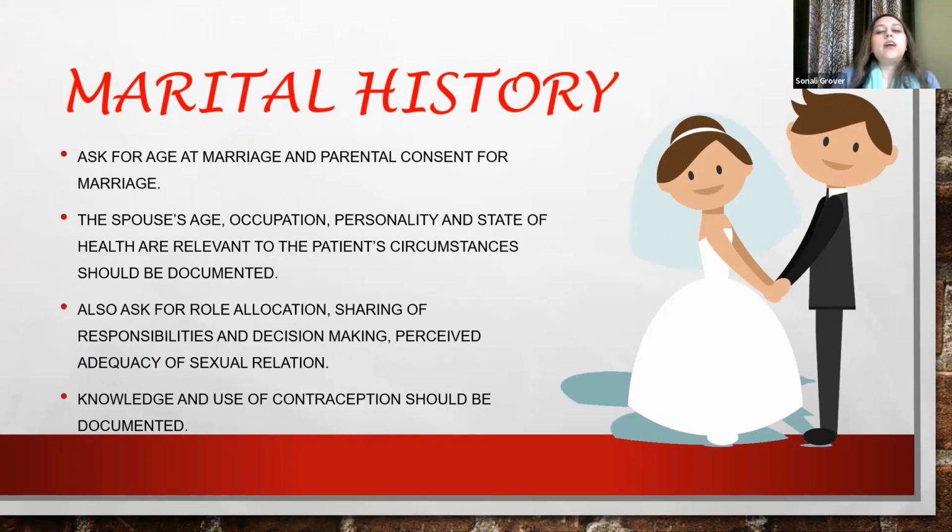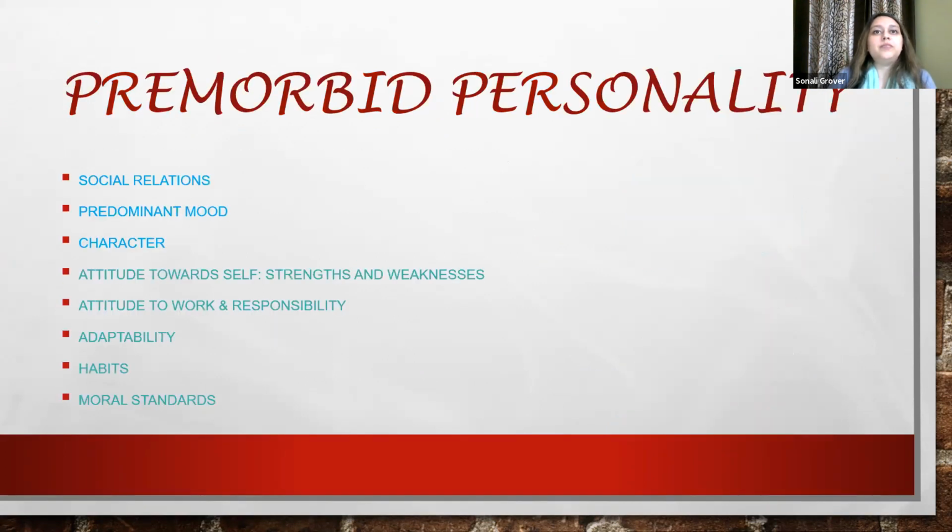Coming to marital history, ask for age at marriage, any parental consent for marriage. Spouse age, occupation, personality, state of health are relevant to patient circumstances and should be documented. Also ask for role allocation, sharing of responsibility, and decision making. Perceived adequacy of sexual relationship, knowledge and use of contraception should be documented.